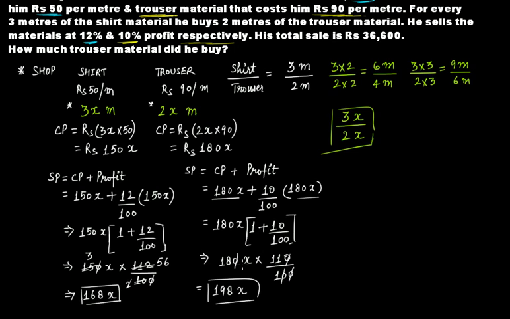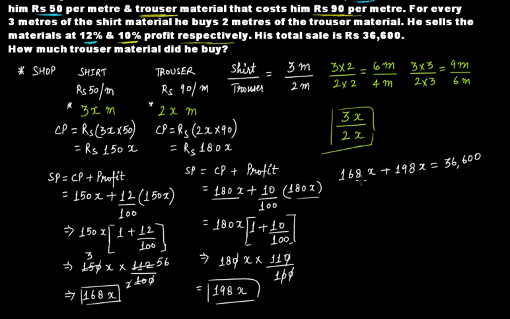Okay. Now it is saying that when you sell, the total sale is rupees 36,600. You sold both the materials, and the selling price for the shirt material is 168x, and the selling price for the trouser material is 198x. But this total amount is actually what? 36,600. So if you add these two, that is 168x, the selling price of the shirt material, plus 198x, the selling price of the trouser material, this gives you 36,600.